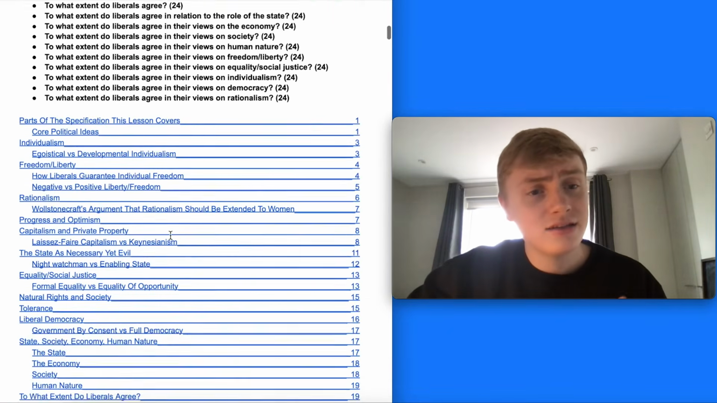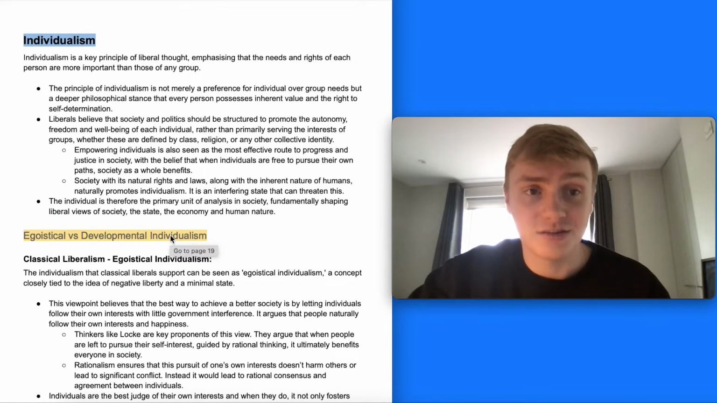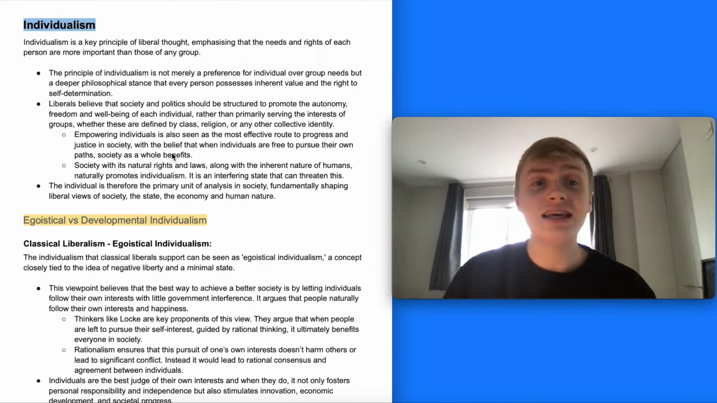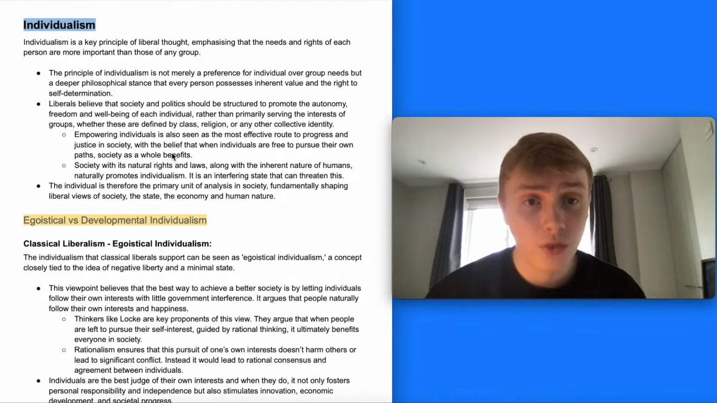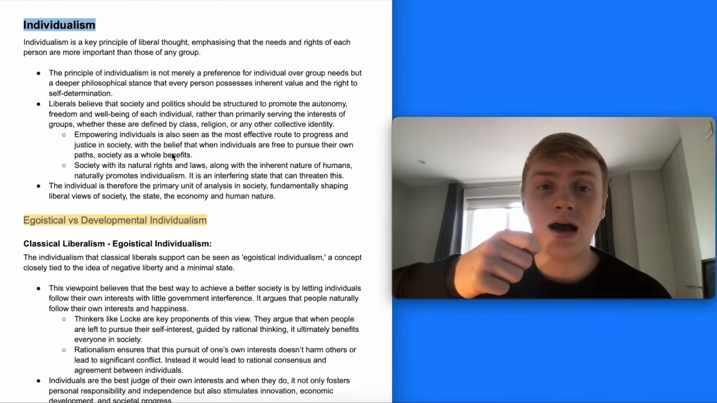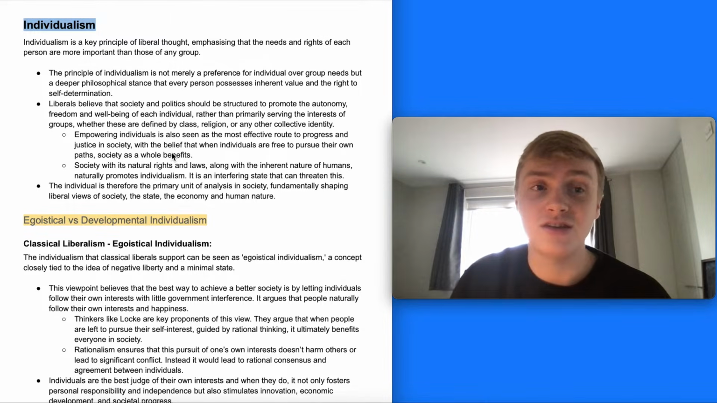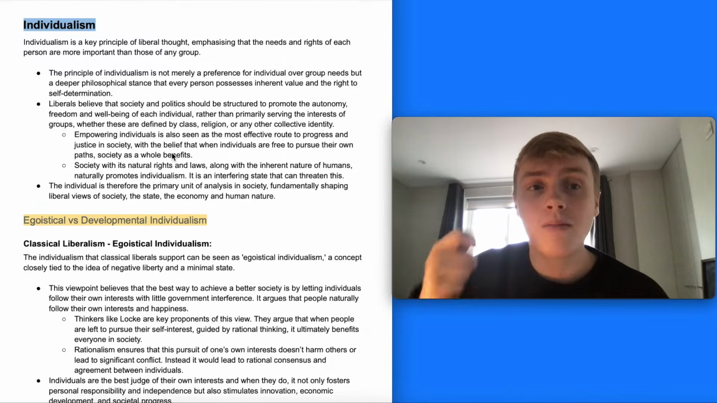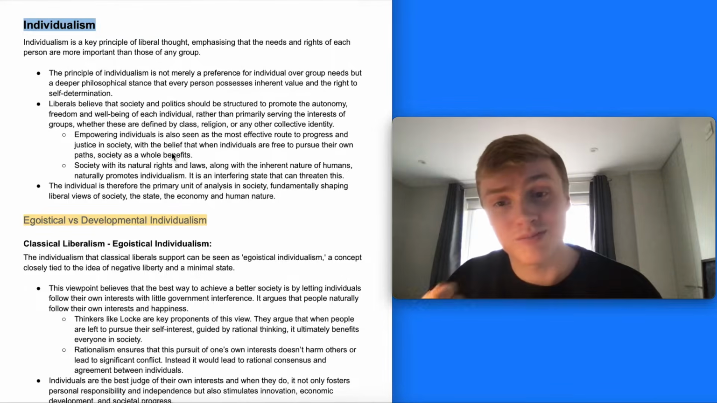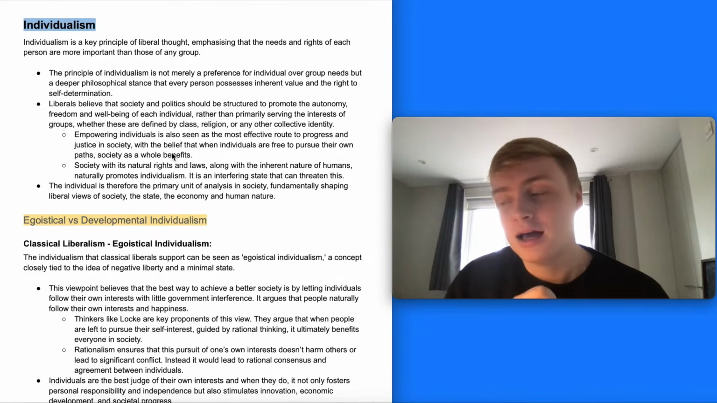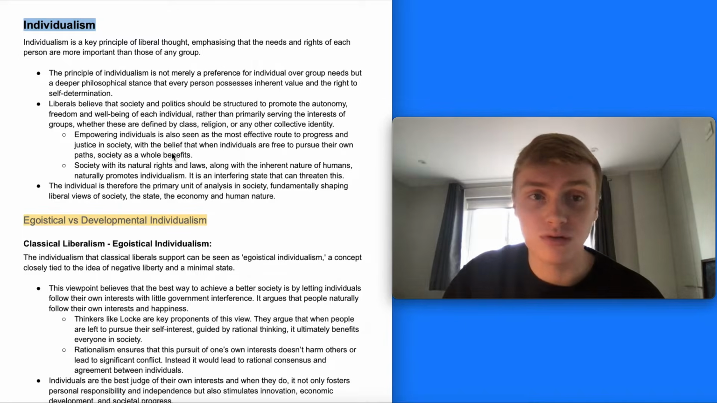So yeah, starting off, we're going to have a look at individualism. Individualism is a key principle of liberal thought, and it emphasises that the needs and rights of each individual person are more important than those of any group. And that links into what I was talking about at the start. This focus on the individual is central to liberalism.